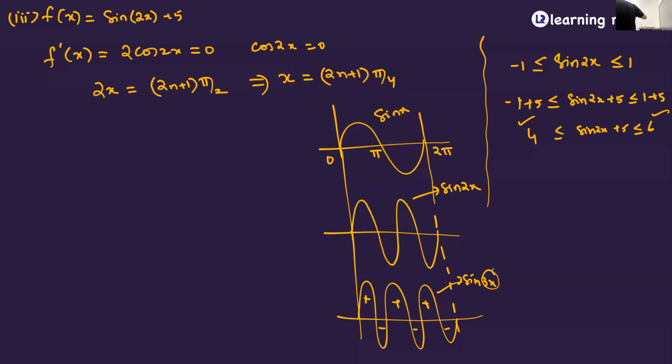Especially in a chapter named wave optics, there we'll be dealing with trigonometry. That time it will help you. So coming back to the point, x is equal to (2n plus 1) into pi by 4.